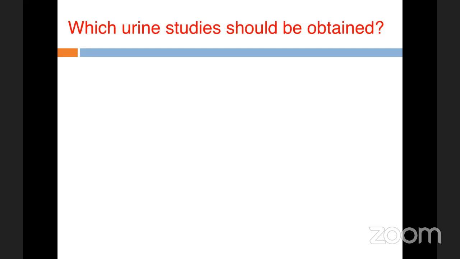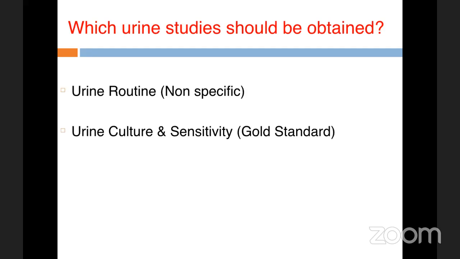Which urine studies should be obtained? So the child with fever, with no focus, you are suspecting UTI, you should go for urine routine. So it's non-specific, but you usually go for urine routine. Then you have a gold standard. The gold standard is urine culture and sensitivity. So I will go for urine routine.